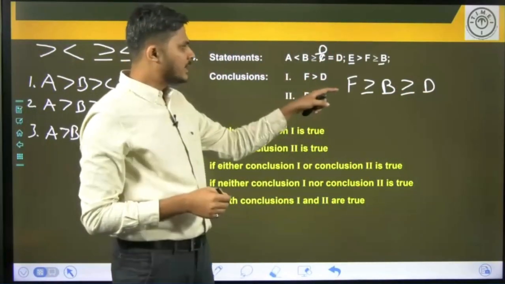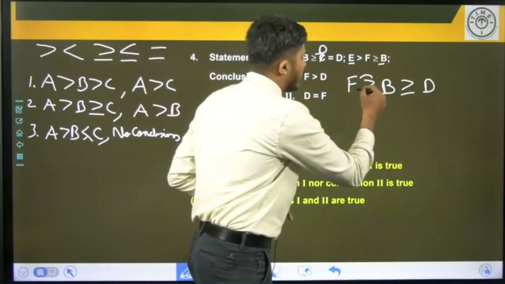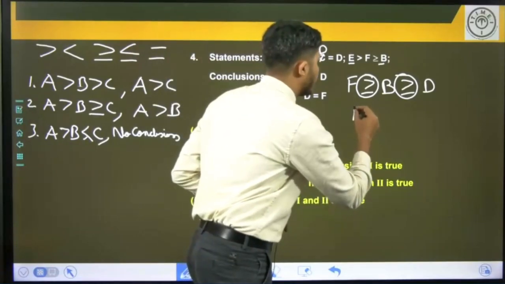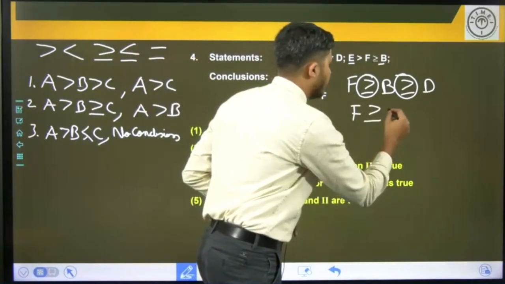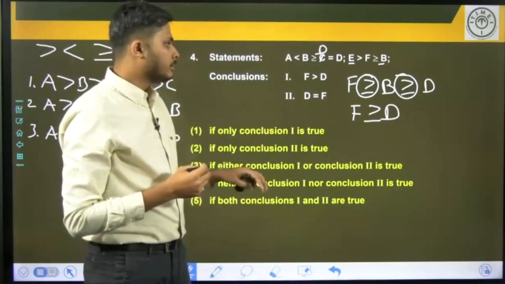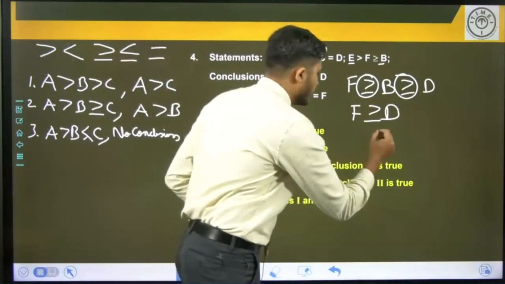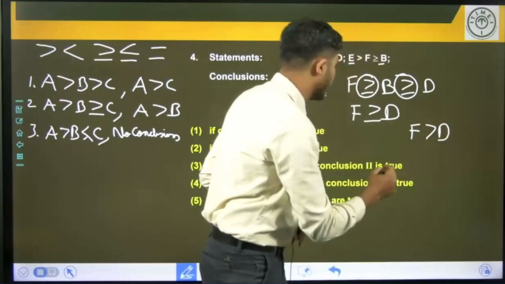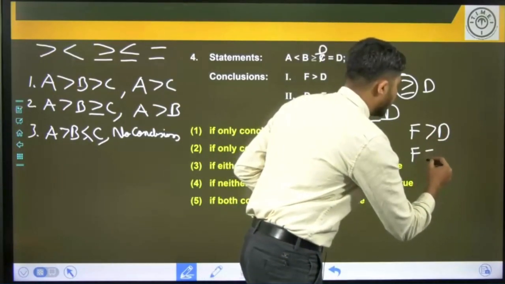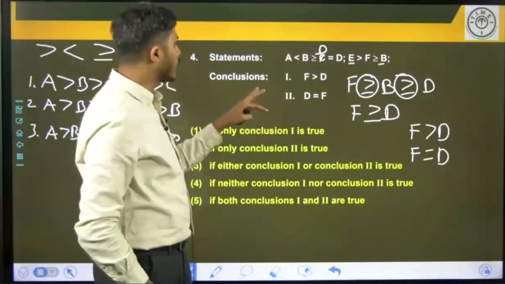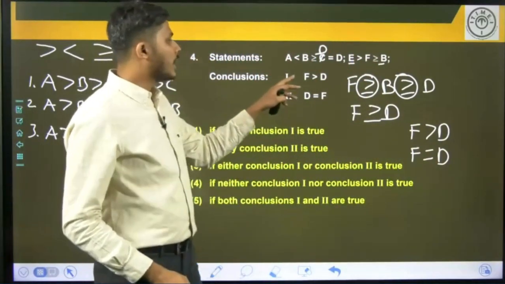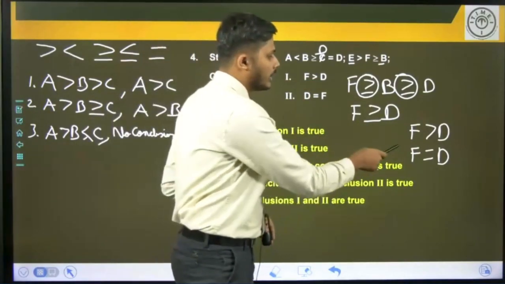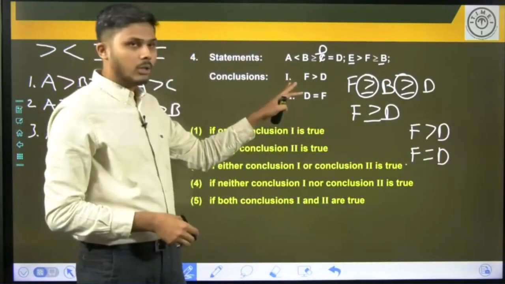D. As seen in the first shortcut, since the symbols here are same, the end result will also be the same. So the relation between F and D will be F greater than or equal to D. But here we will get two cases. First, F greater than D and F equals D. Now let us look at the first statement, first conclusion. F is greater than D. Is F greater than D? Is it true? It is not true in the second case, which means it does not follow.